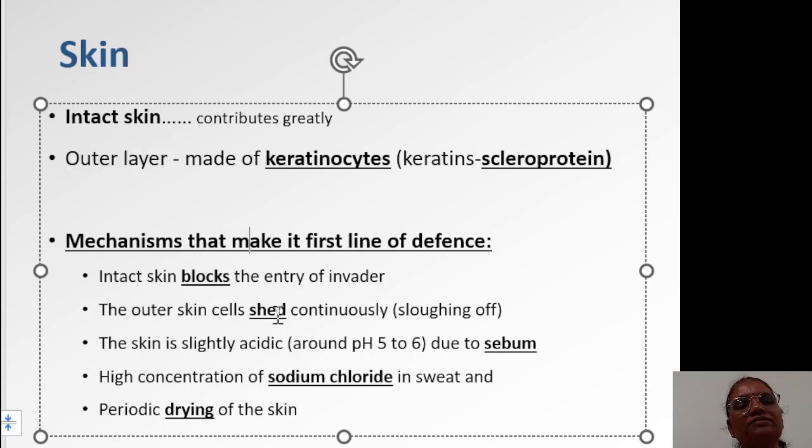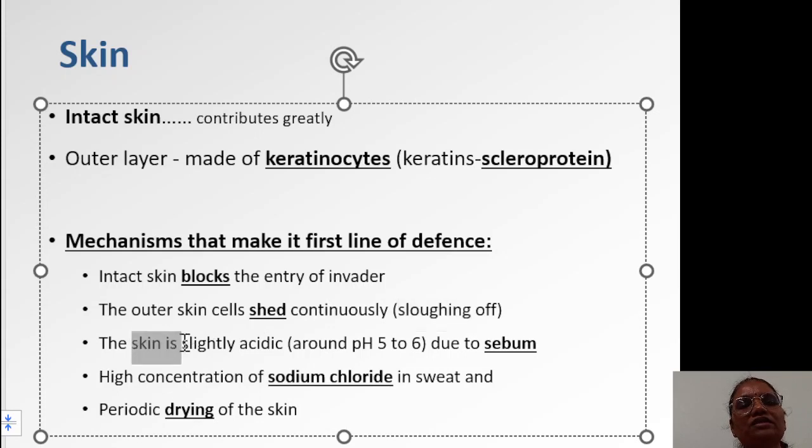Additionally, the skin cells are continuously shed at some interval. With the shedding of the skin cells, the microbes which have adhered to this outer layer are removed from time to time. The mechanism is called sloughing off.